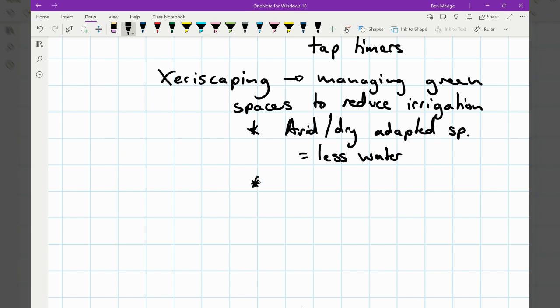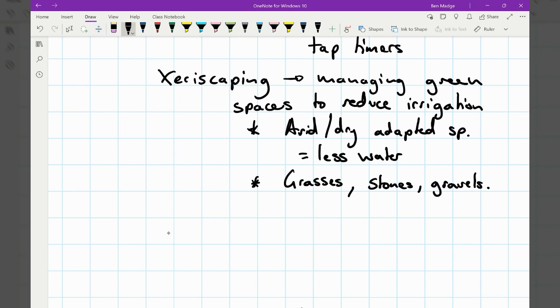So this is typically things like grasses, and you might include things like stones or gravel. So ground coverage that is permeable but doesn't actually need watering. And by grasses, I don't mean just lawn, I mean specific, more marram grass type examples.